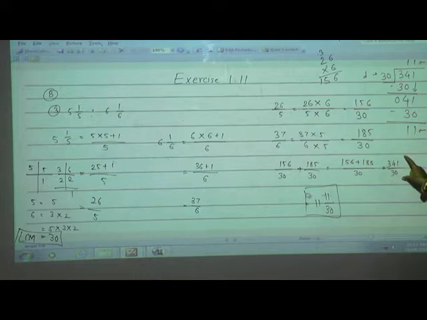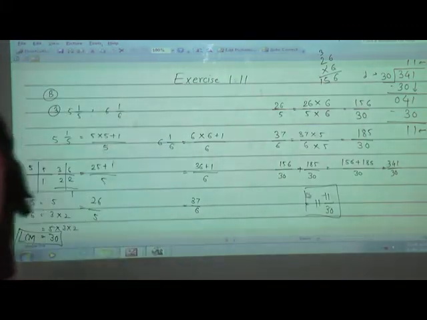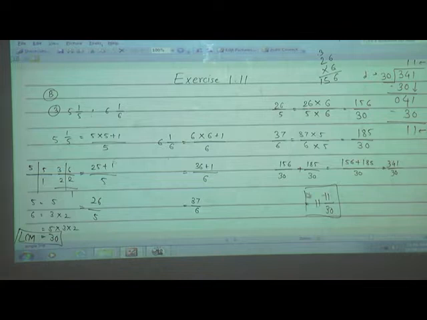Now this is the answer, but as I said to you, if it is a mixed fraction question, we have to write the answer also as a mixed fraction. So we have to divide. So here I have done the division. So we got the answer 11 upon 30. Is that clear? Yes. Now I'll solve the next one.